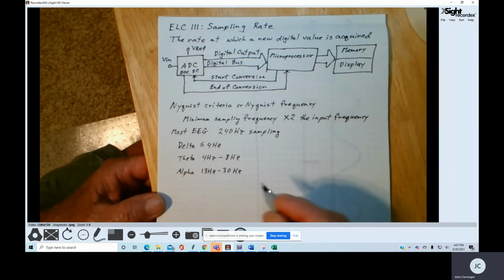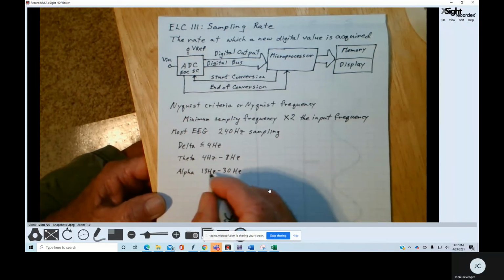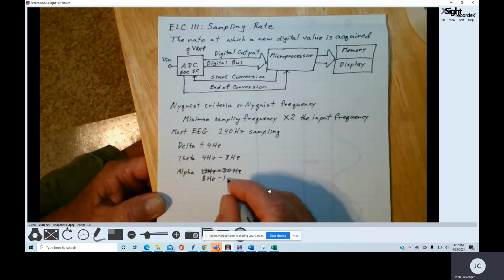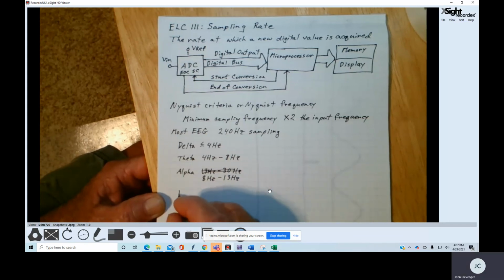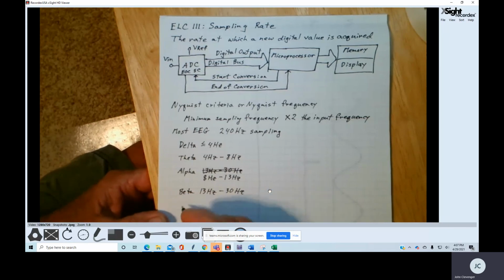And the beta, oh, I'm sorry, I got that wrong. The alpha signals are anywhere from 8 hertz to 13 hertz. The beta signals are anywhere from 13 hertz to 30 hertz. And the gamma signals are anywhere from 30 hertz up to 80 hertz.